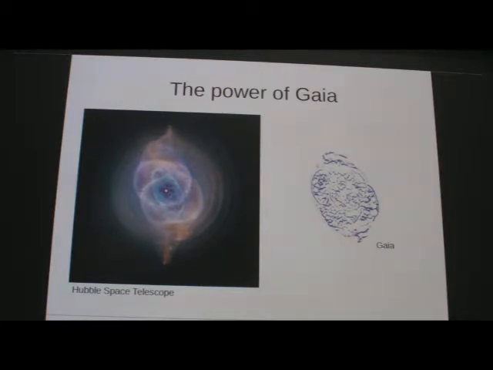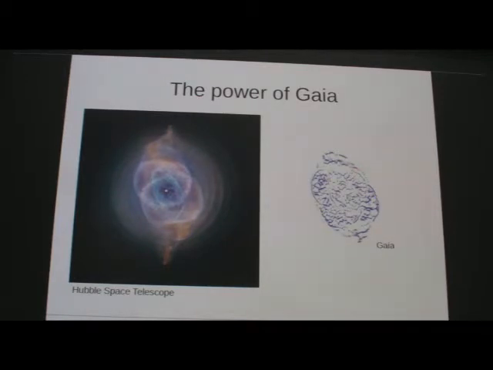Can anyone tell me the name of this object? Right, good. I thought it was that, but I thought I should check. So this is the Cat's Eye Nebula, and this is an image from the Hubble Space Telescope, and you see this structure and filaments and tendrils of gas. Here is what Gaia sees.